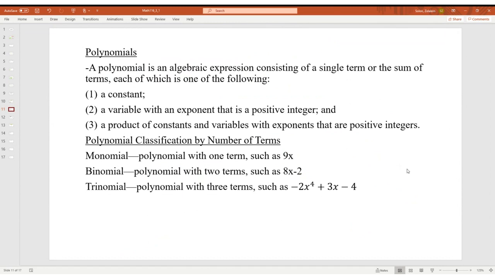So in a polynomial, you can have just a number, or a variable raised to a positive integer, or the product of a number and a variable. For example, let's say this is just 5. So the polynomial can be just 5. That's a constant polynomial. A polynomial can have a variable, let's say x squared, raised to some power. Or a polynomial can be the product of the two, so it can be 5x squared.